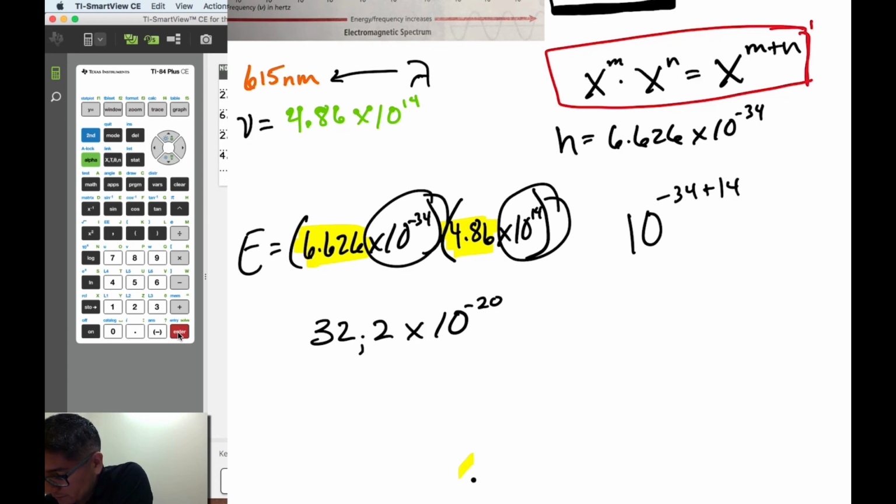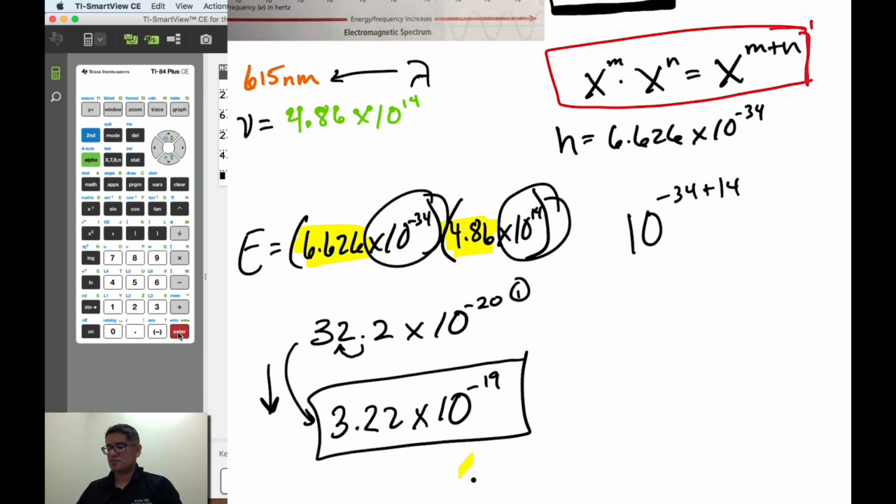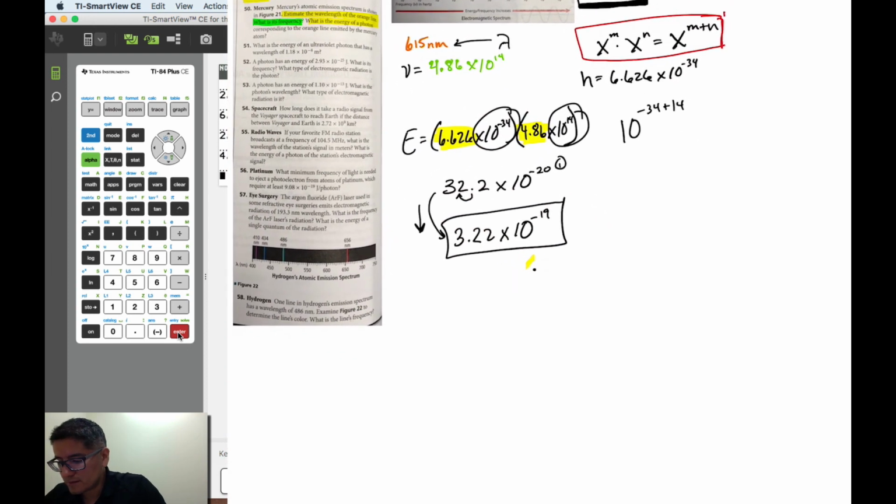And then my decimal needs to move over once, so this is going to change by 1, and I go from 32.2 to 3.22, so my number went down, so my exponent will go up. So that's by 1, that's negative 19, and that's that answer. That's the energy. Okay, well, I hope this video helped, and good luck in your study.